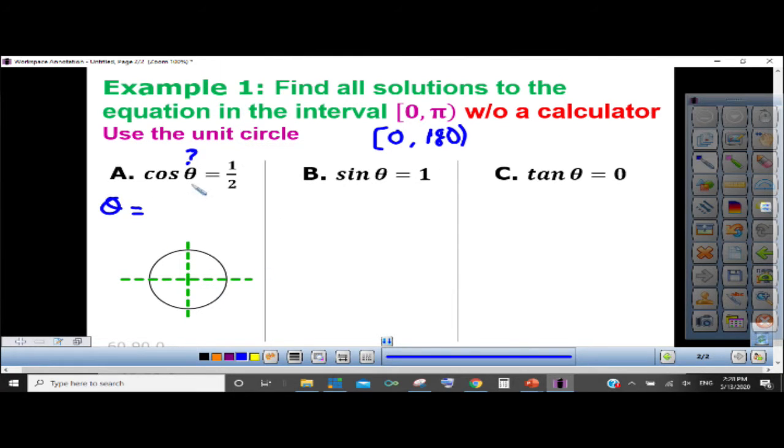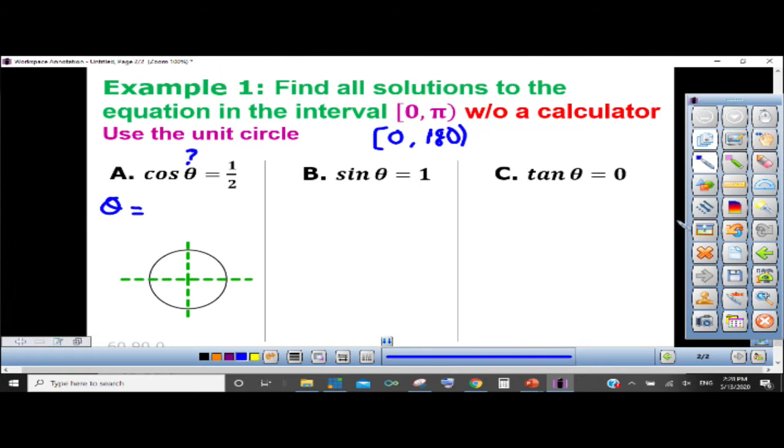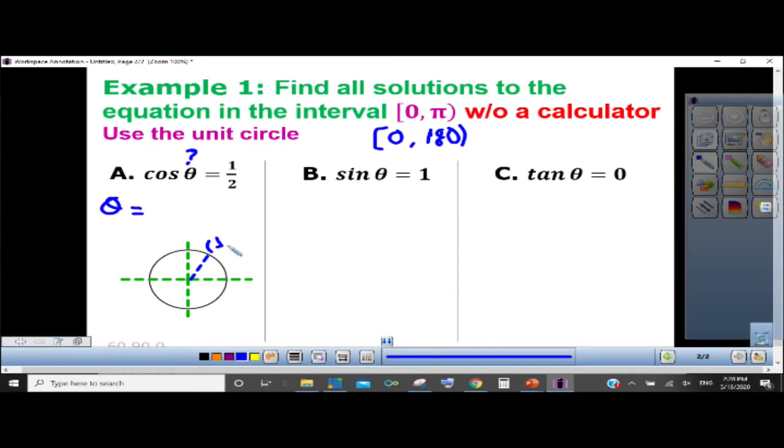So cosine of the angle is 1/2. Now, could this be 60? Yeah, could be 60. Why couldn't it be? Could be 60. The reason is 60 has 1/2, comma, square root 3/2. So this is the cosine, this is sine. So it could be 60. By the way, 60 is pi over 3.